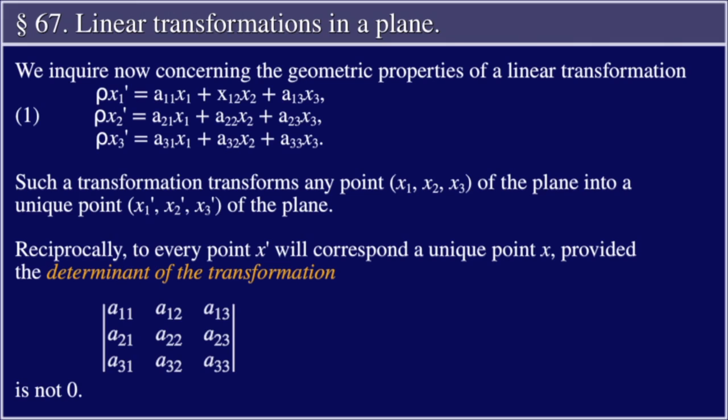Such a transformation transforms any point (x1, x2, x3) of the plane into a unique point (x1', x2', x3') of the plane. Reciprocally, to every point x' will correspond a unique point x, provided the determinant of the transformation, A, equal to the determinant by columns a11, a21, a31, a12, a22, a32, a13, a23, a33, is not 0.